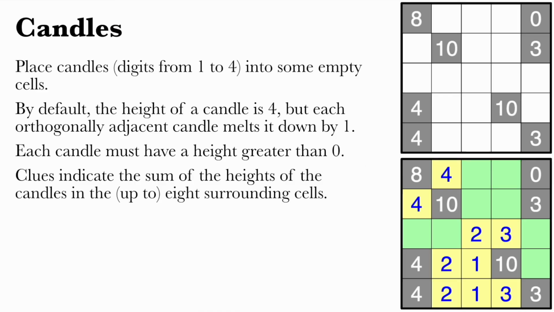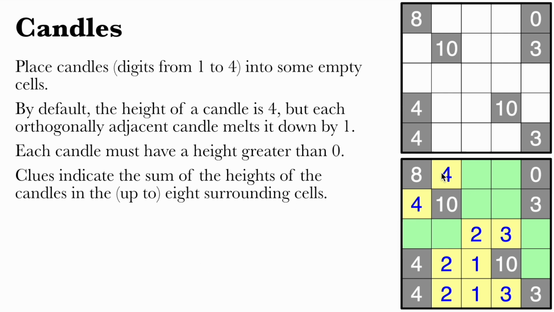In a candles puzzle, we place candles, which are digits from 1 to 4, into some empty cells. We are going to be just typing those numbers in here, and you can see in the resulting grid, not every empty cell has a number in it, but some have been added. By default, the height of a candle is 4, but each orthogonally adjacent candle melts it down by 1. Orthogonally adjacent means bordering vertically or horizontally.